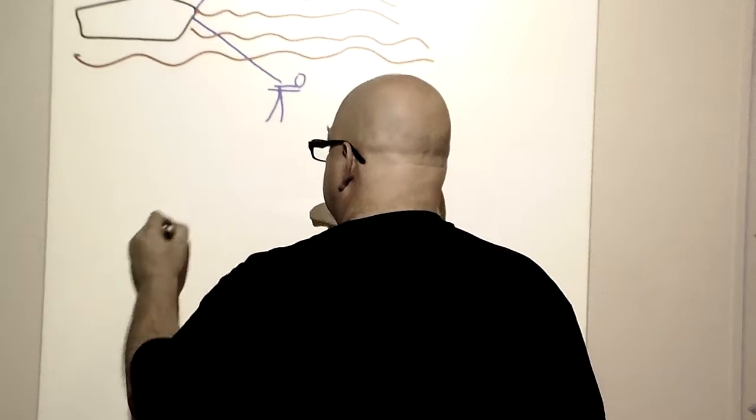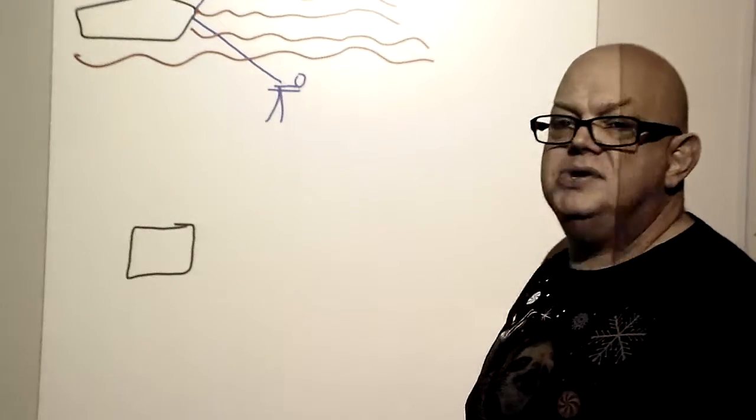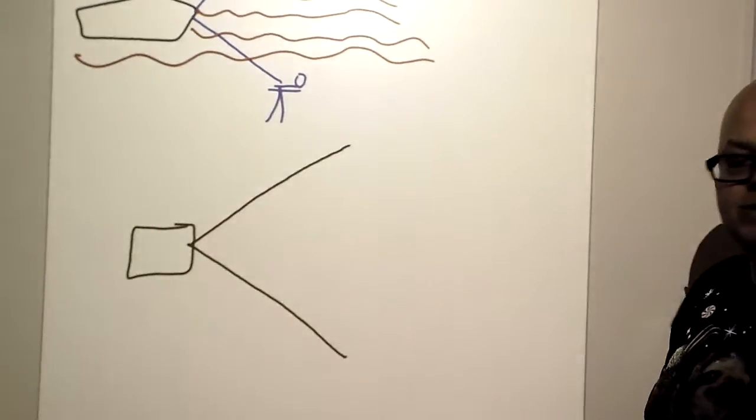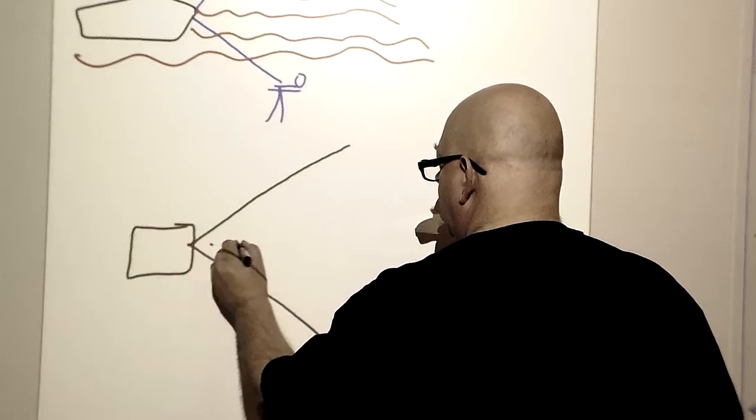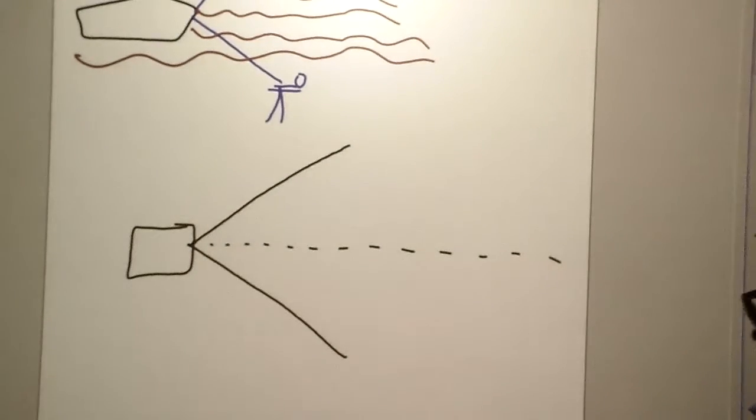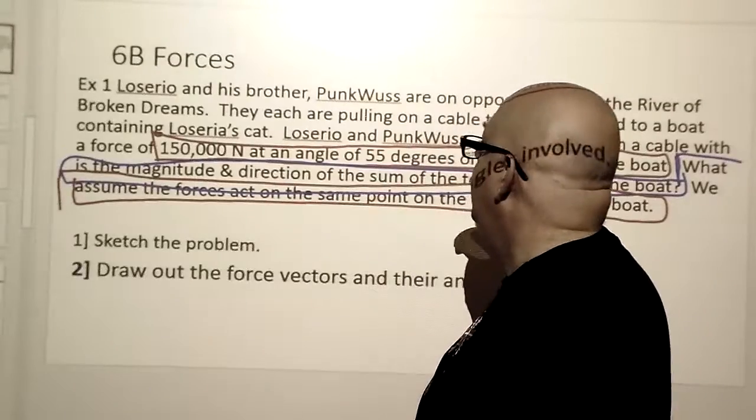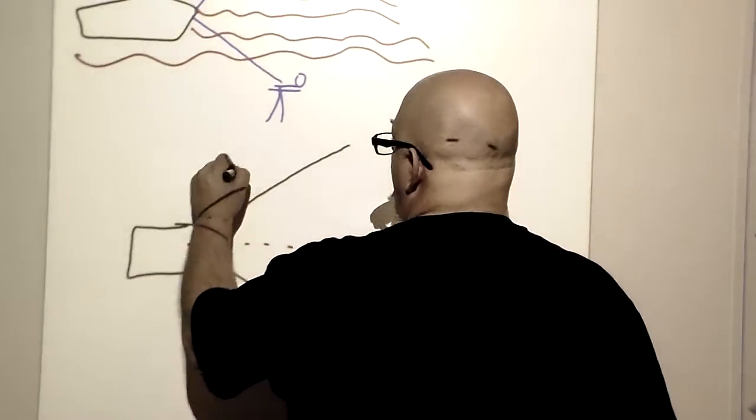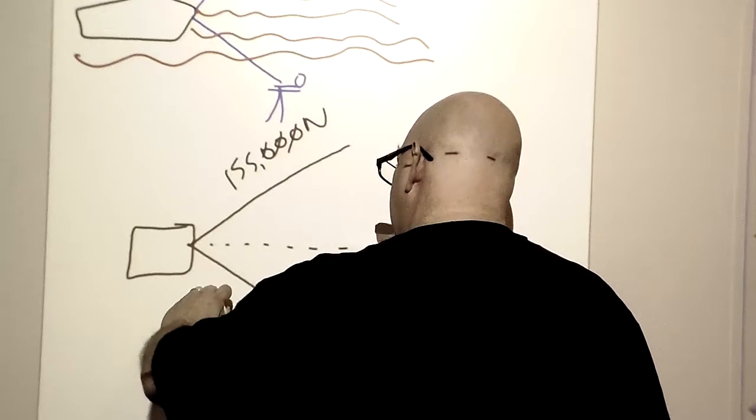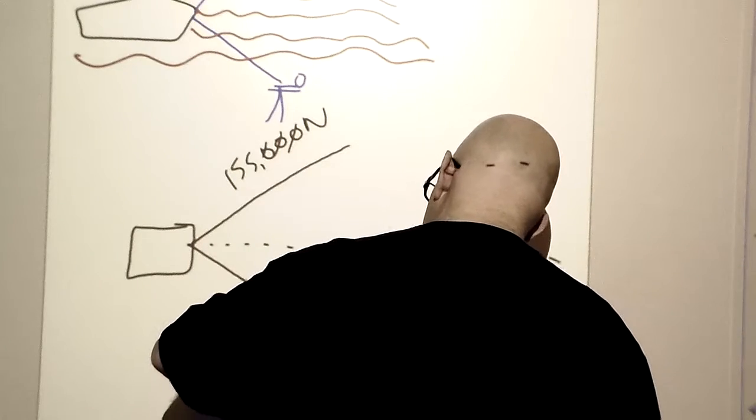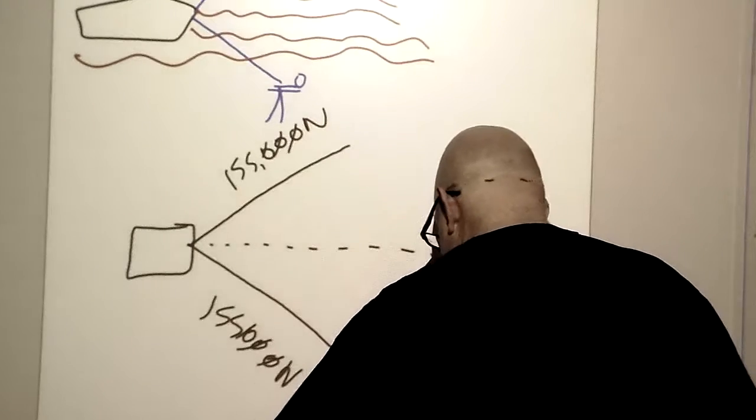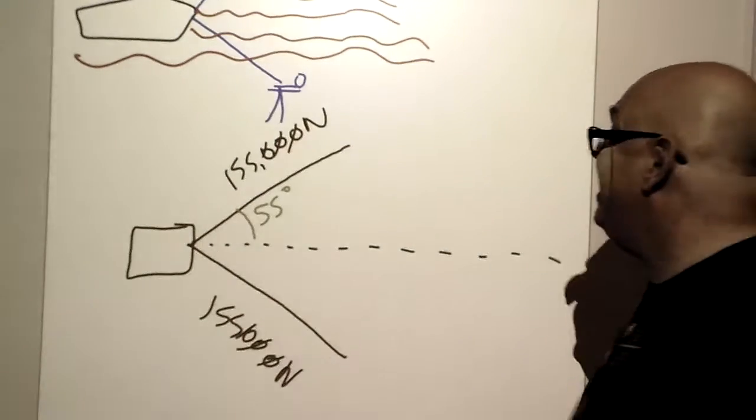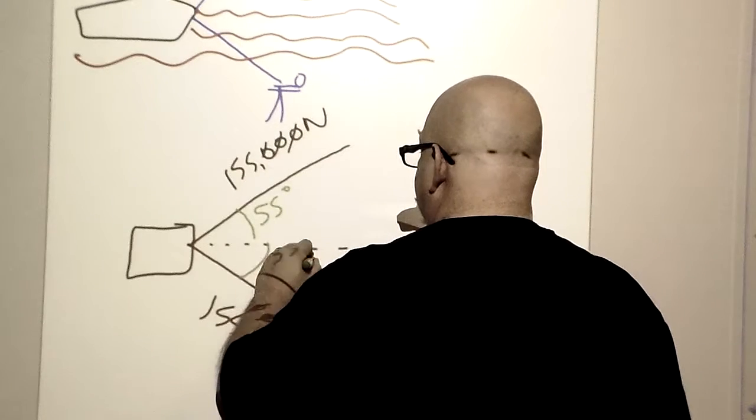So I'm going to make the square of the boat. It doesn't matter. And I know that I have two cables, and they're attached to the center line of the boat like this. Now the boat is traveling this way. In the problem, what did they give me? They said 55 degrees and 150,000 newtons. So we have 150,000 newtons here, 150,000 newtons here, and we have this angle here of 55 degrees. And the other angle pulled by the other guy is also 55 degrees.